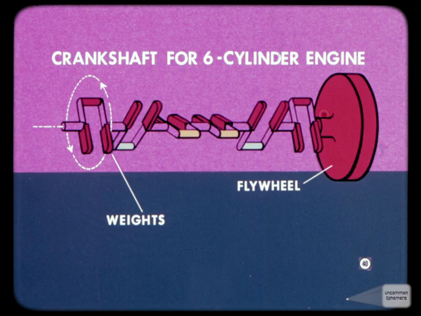A heavy flywheel is attached to the rear of the crankshaft and gives the crankshaft momentum to return the pistons to the tops of the cylinders after each power stroke. Weights are placed on the crankshaft to balance it.